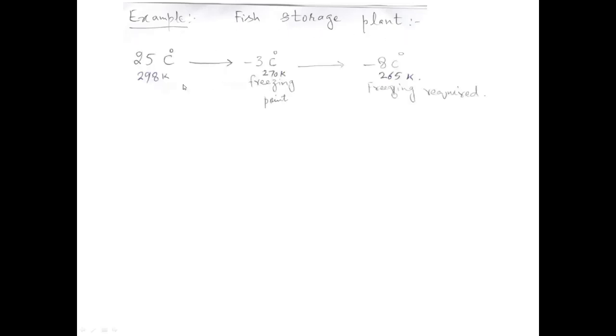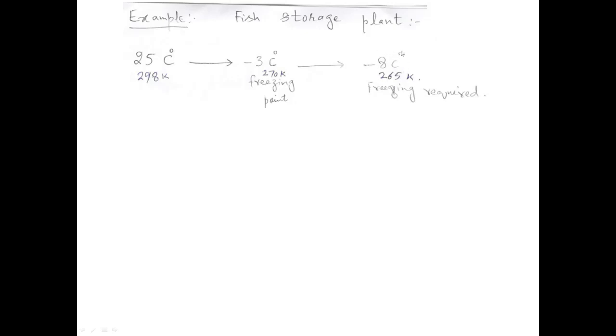So basically in this problem, you need to calculate the capacity for the fish storage plant, and the fish is supplied at 25 degrees centigrade, and you need to store it at minus 8 degrees centigrade.